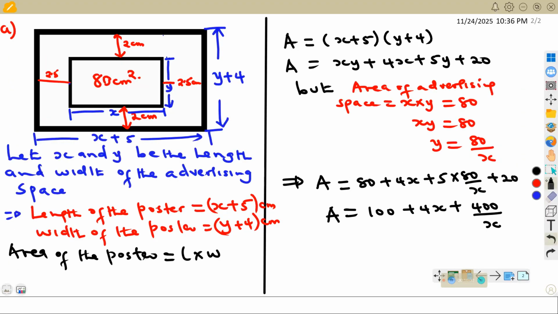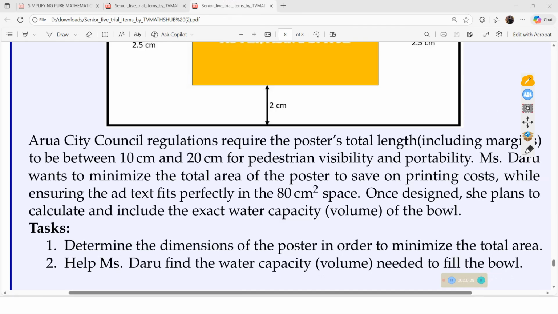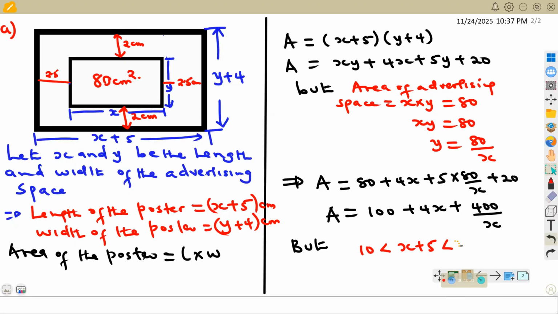We are therefore told, but the length of the poster is x plus 5. So it means that x plus 5 should be between 10 and 20. So for that case, it means 5 should be less than x, which should be less than 15, meaning that the value of x should be between 5 and 15.